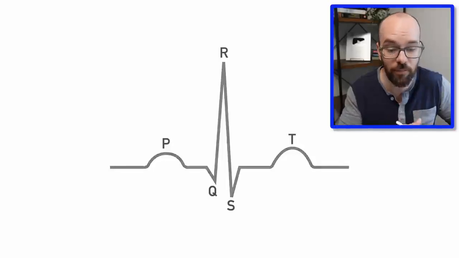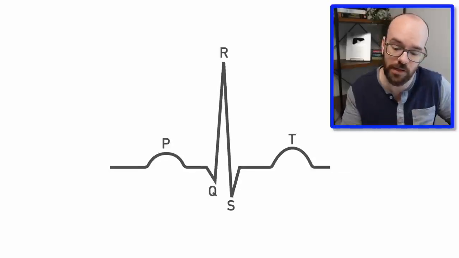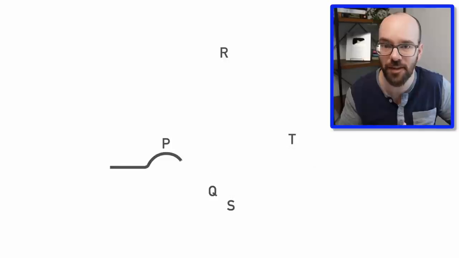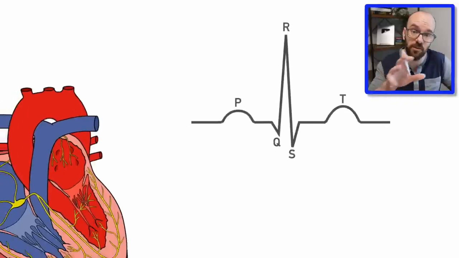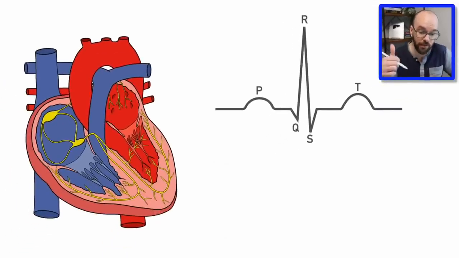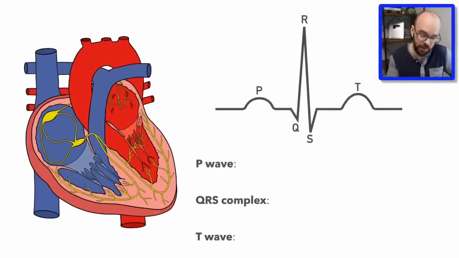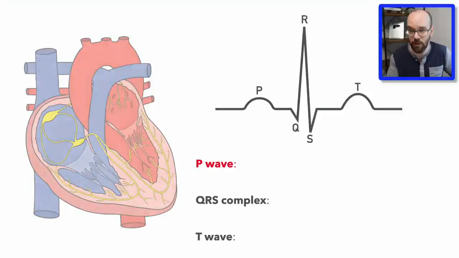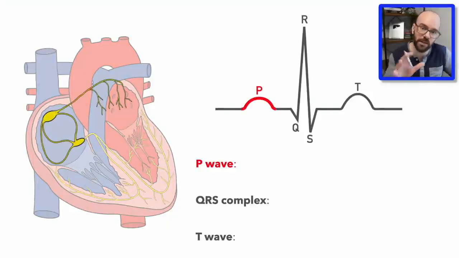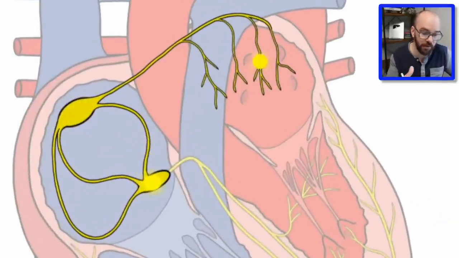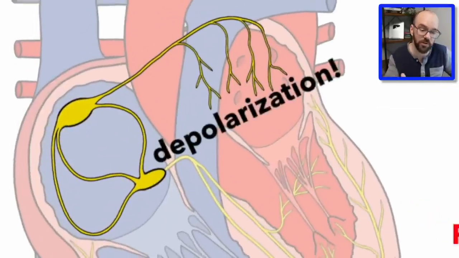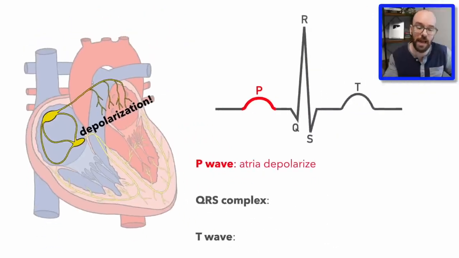So again, we have the P wave, the QRS complex, and the T wave. And you can see that happening one more time there. I just really like that animation. So what we're going to do is we're going to connect this to the cardiac conduction pathway, looking at the P wave, QRS complex, and the T wave. We're going to start with the P wave. The P wave is going to correspond to the depolarization of the atria. So we've got the depolarization happening, and you can see those signals traveling through those different pathways, causing depolarization of the atria. So that's the main thing happening here in the P wave.